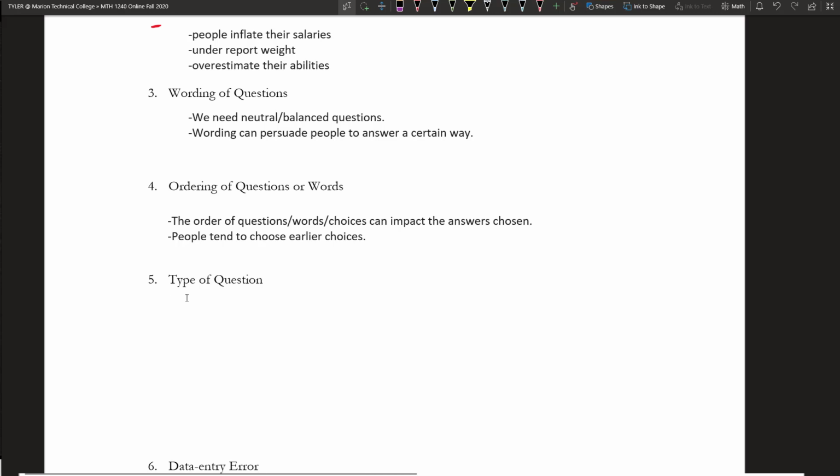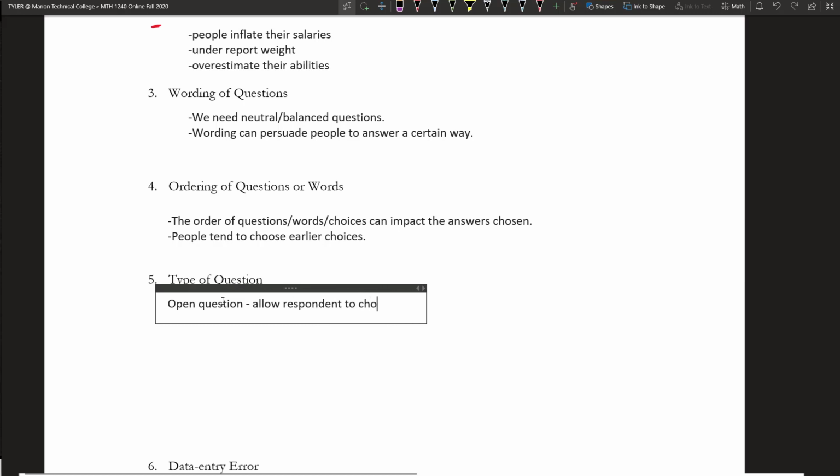So then the type of question also plays into this. We have really two types of questions. We can have an open question, which will allow the respondent to choose his or her response, right? So think like an essay question, right?